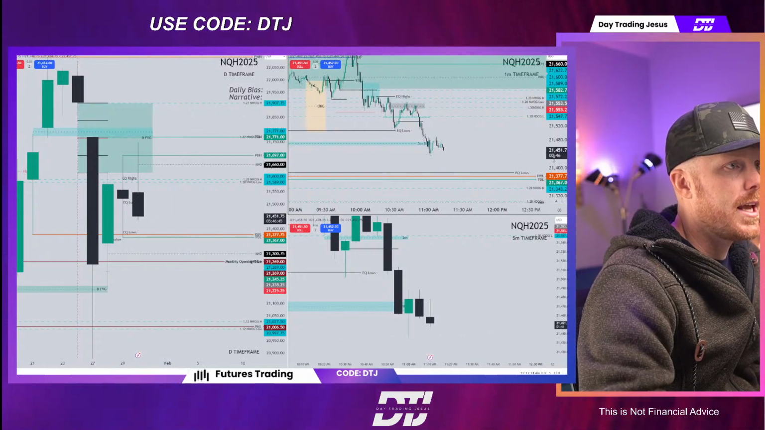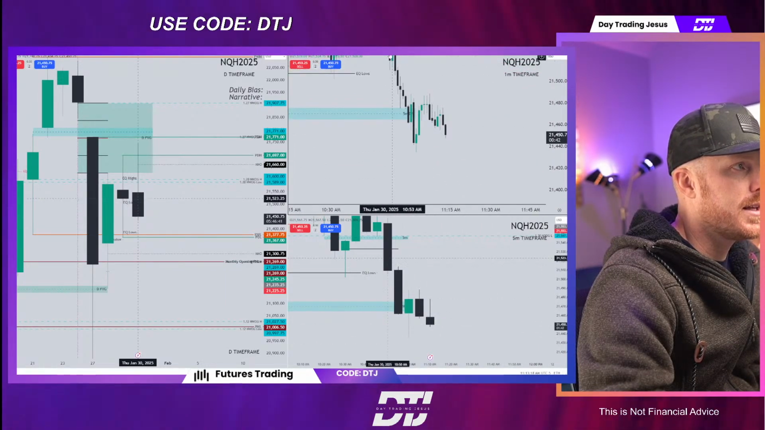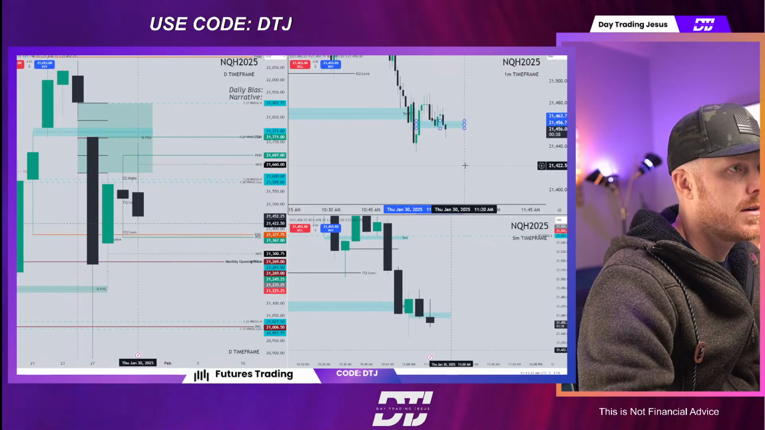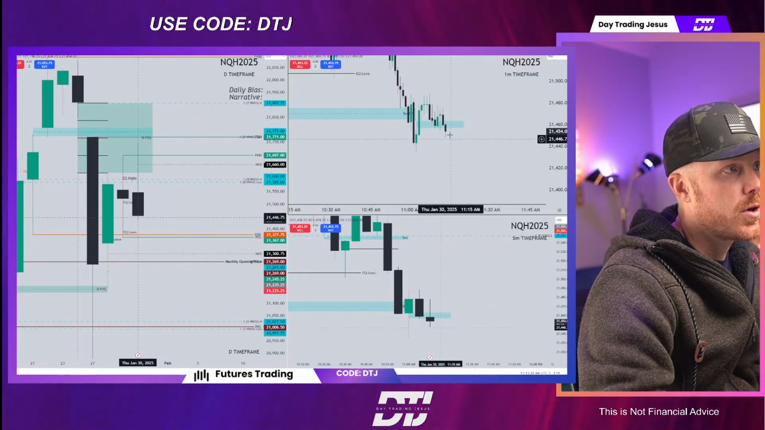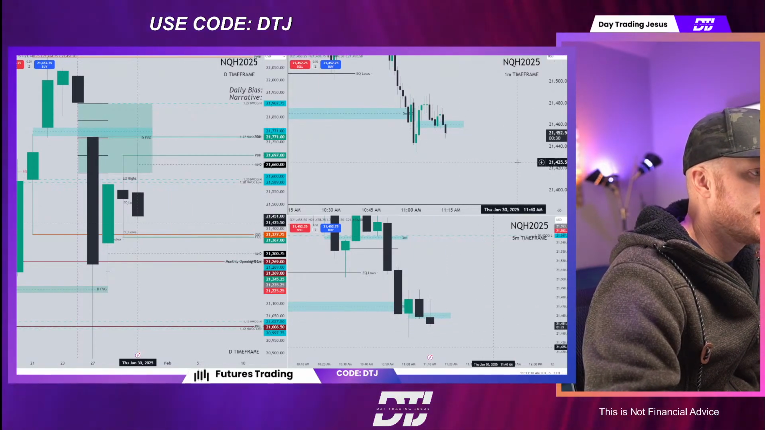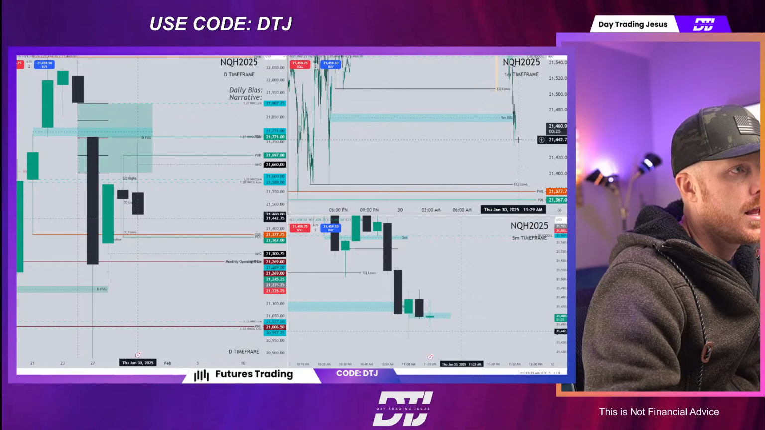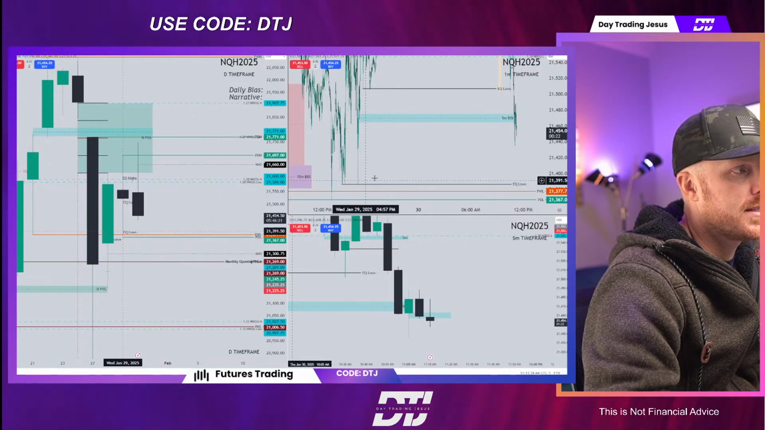I could take a short to that trade right there. I could take this right here. It's going to be closing here in about 38 seconds. You could take that and try to play the continuation. It's not horrible. It's an obvious level.